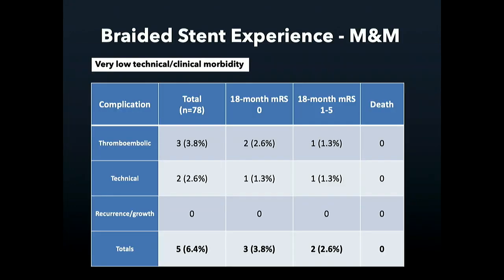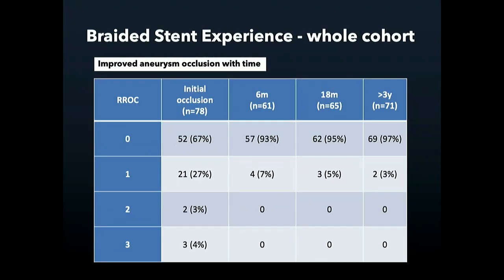To summarize, I won't go through each of the figures, but we had very low clinical and technical morbidity. Only 2 patients had any neurological disability at all at 18 months. We saw, interestingly, improved aneurysm occlusion over time. Whereas only about 50% had complete occlusion at the time of treatment, 97% had complete occlusion by 3 years, which is probably reflective of the flow diverting or flow alteration by the braid at the aneurysm neck.